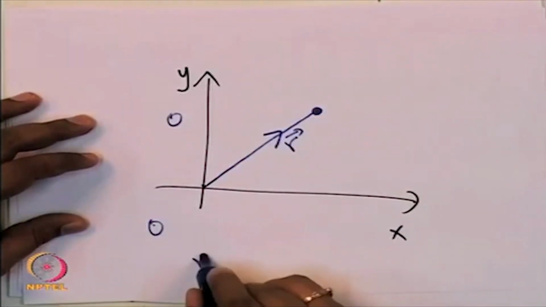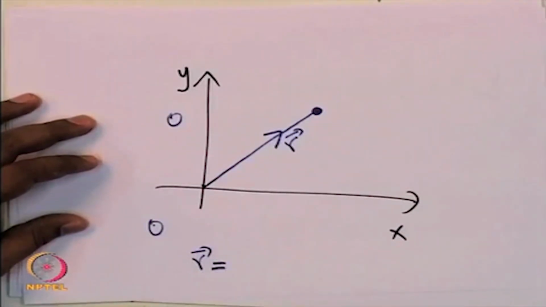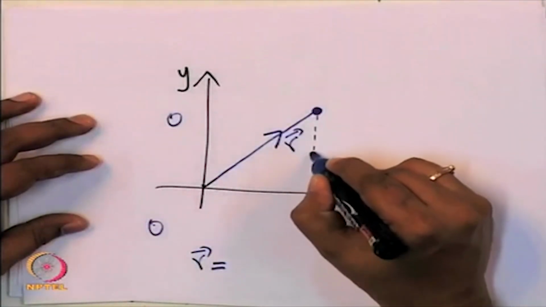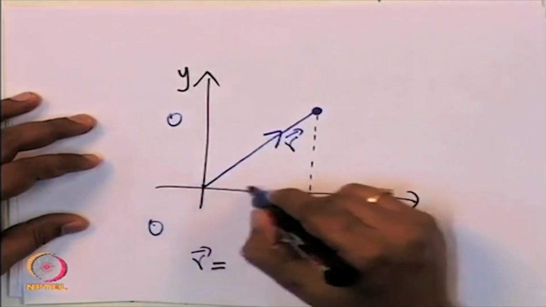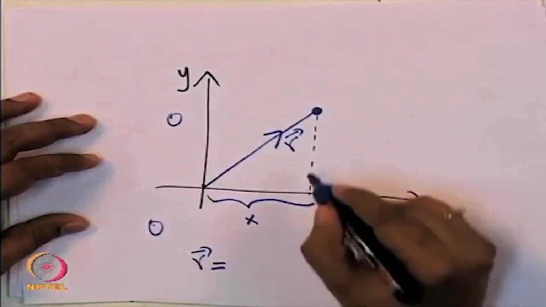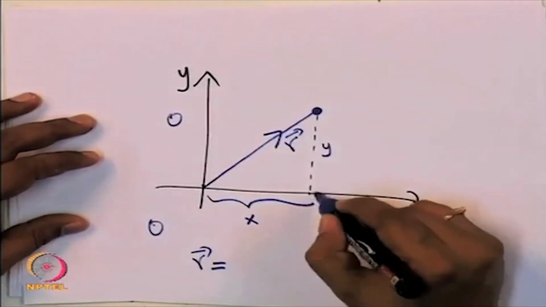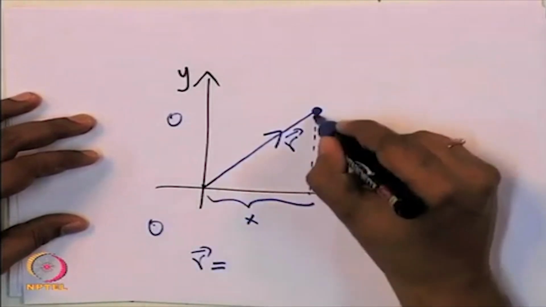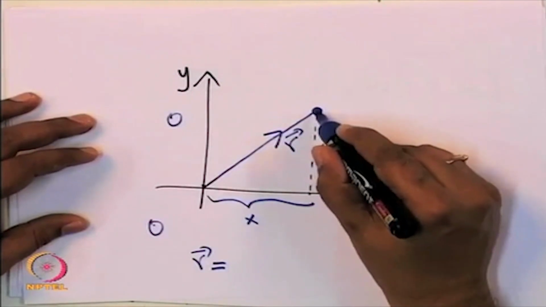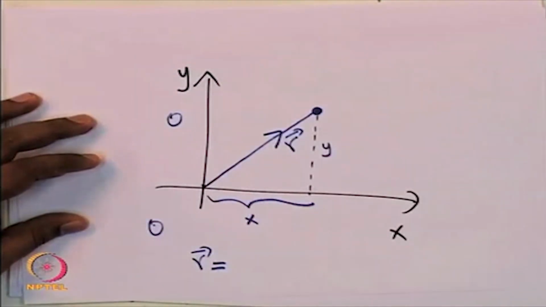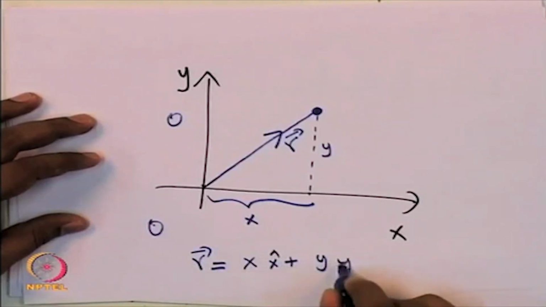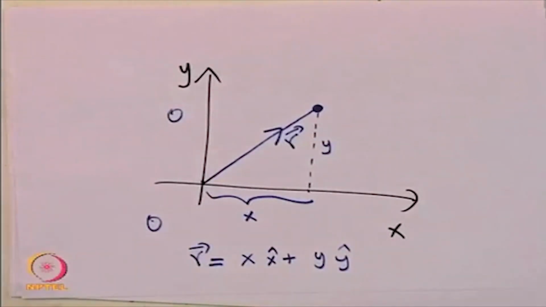Now, what is r? We said that you can go some distance along the x axis and some distance along the y axis. If you go this much along the x axis and this much along the y axis, in the direction of the y axis, I will get this particular point. So, r is some x along the x direction plus some y along the y direction. So, this is your r vector.